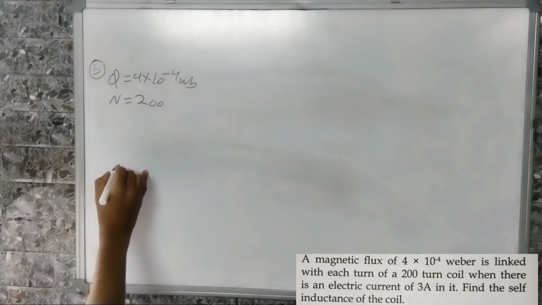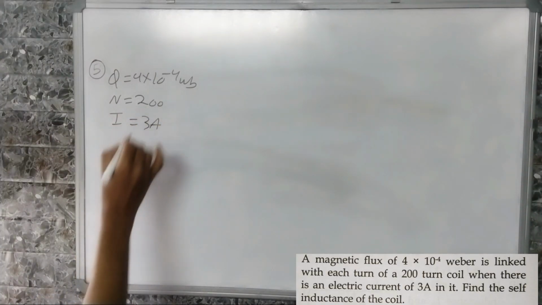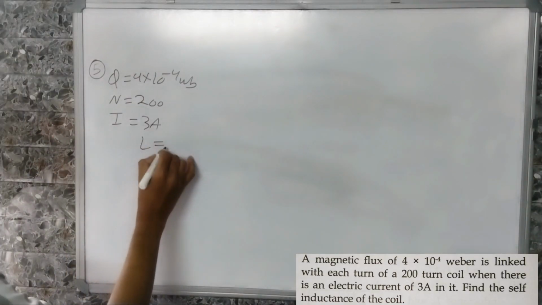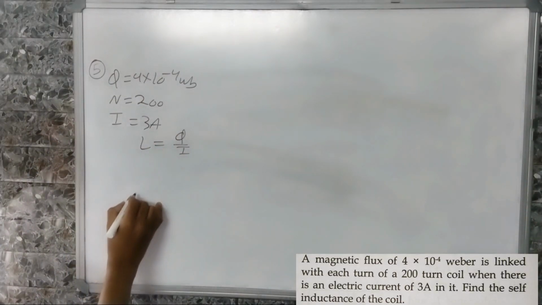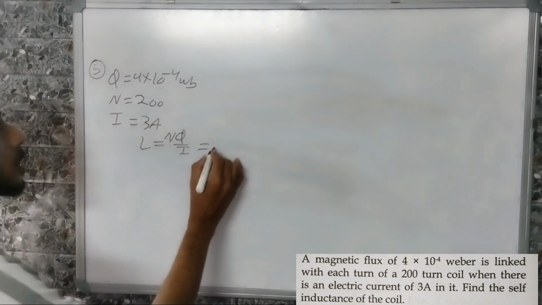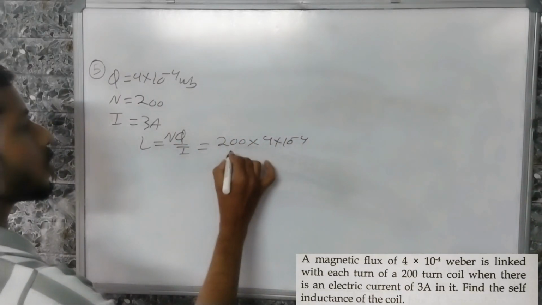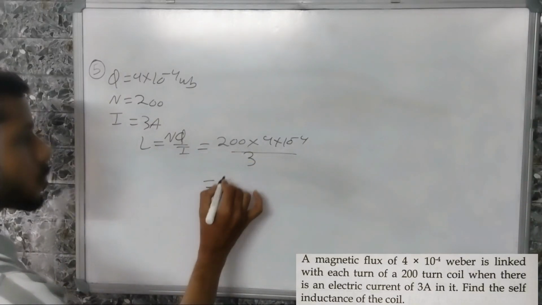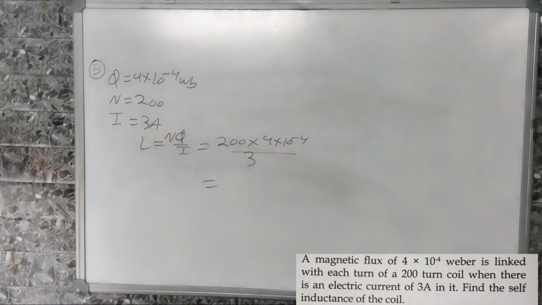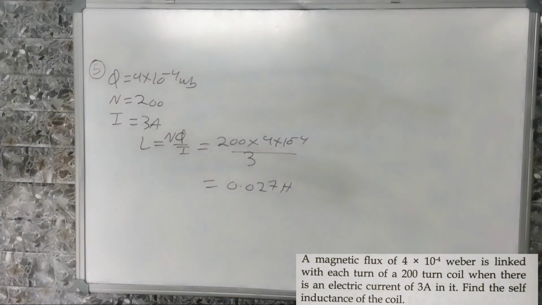And current is 3 ampere. So L is flux per current, but the flux linkage is N phi. So L is 200 into 4 into 10 to the power minus 4, over current 3 ampere. So the answer here is 0.027 Henry. This is your direct question, just like what we are doing in question number 3. It is similar.